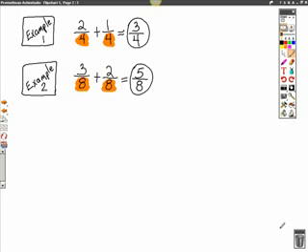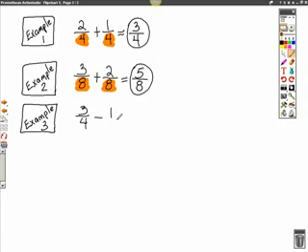Now that we know how to add fractions with like denominators, let's take a look at another example. We're going to call this example 3. In this case, we're going to say 3 over 4 minus 1 over 4. Once again, just like in addition, we want to take a look at our denominators. Here we can see that one denominator is 4 and the other denominator is also 4.